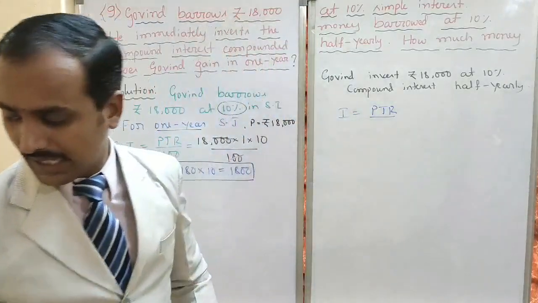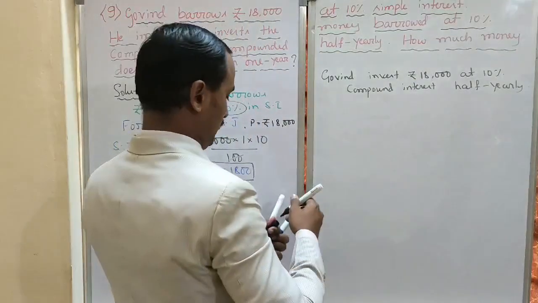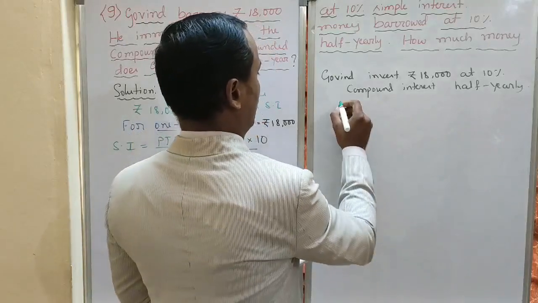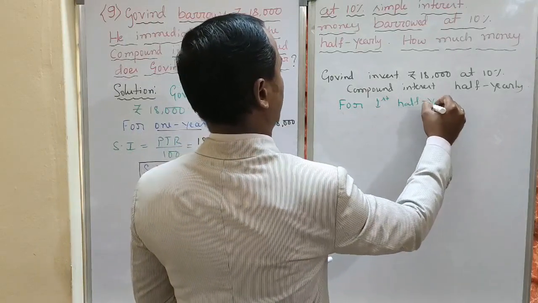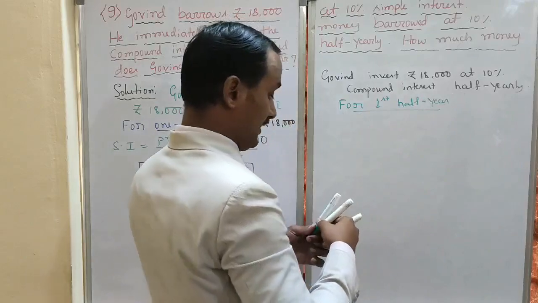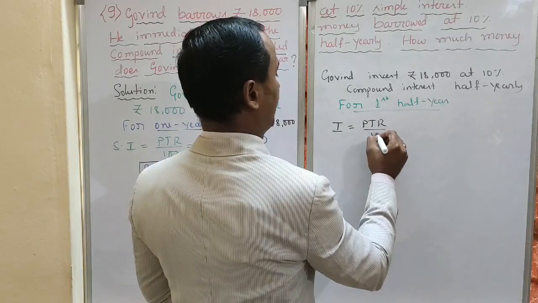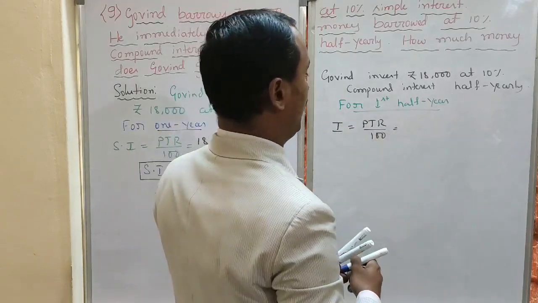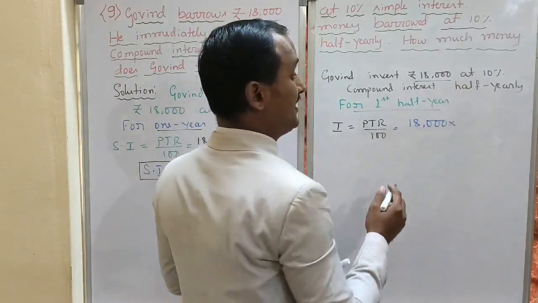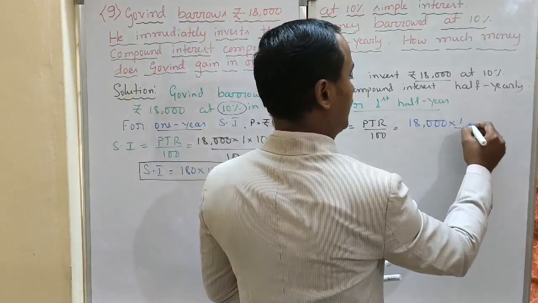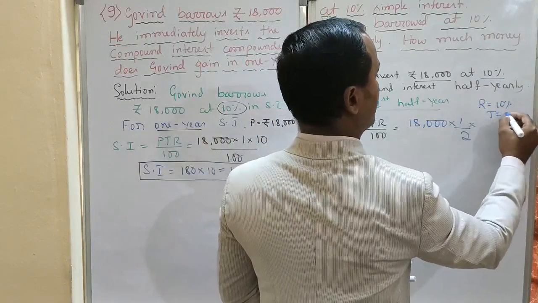First half year, I will write that one. First half year, dear children. For the first half year, look here. For the first half year, how much interest became? Interest is equal to PTR divided by 100, is equal to principal amount here 18,000 into time, half year means 1/2, into rate of interest 10%. Rate of interest is 10%. Time is equal to half year.